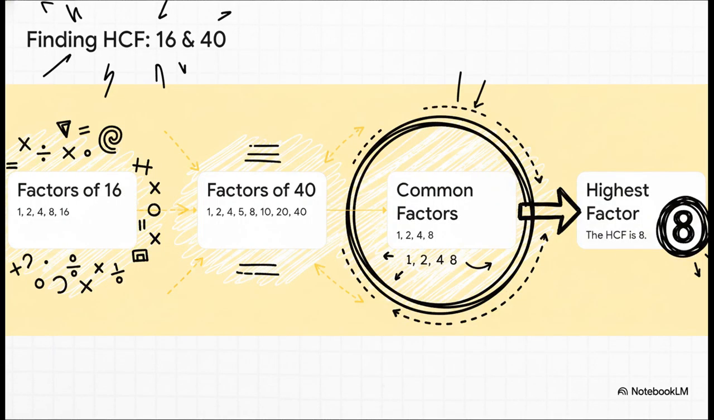All right, so how do we find this master key? Let's use 16 and 40 as an example. First, you just list out all the numbers that can divide into 16. You know, the factors. Then you do the exact same thing for 40. Now just look at both lists. See which numbers they have in common. The biggest one on both lists, in this case, it's 8. That's our HCF. Simple as that.